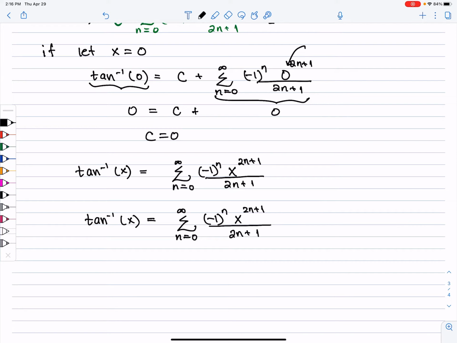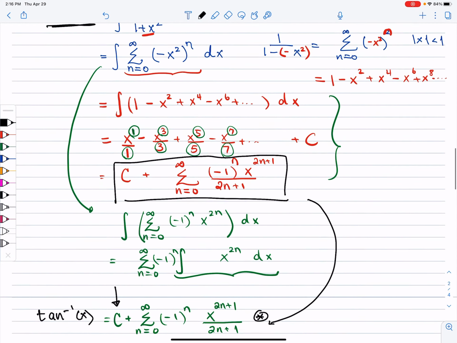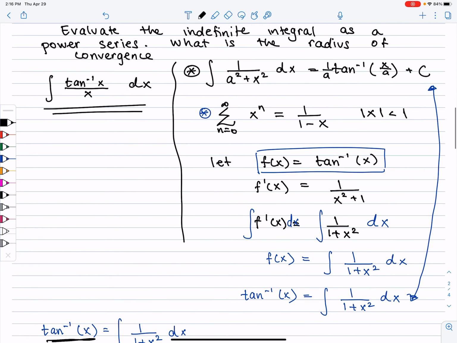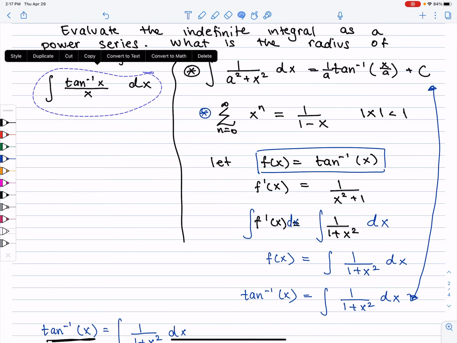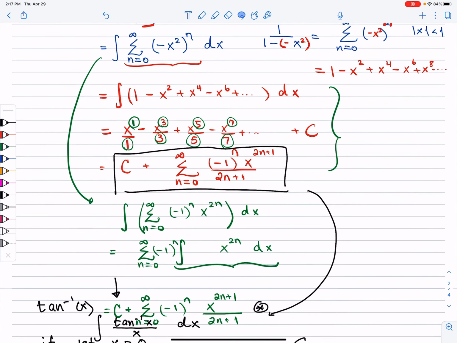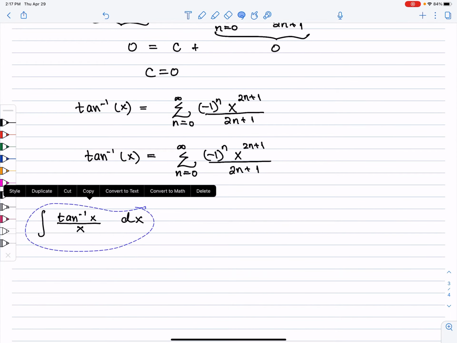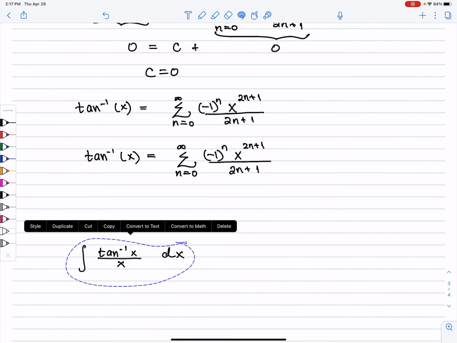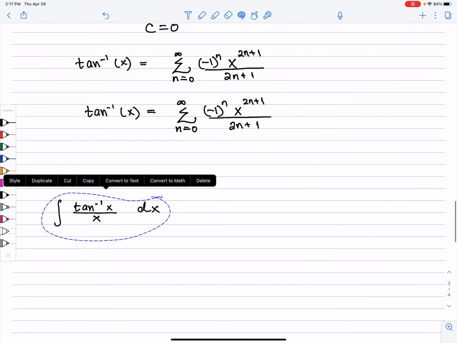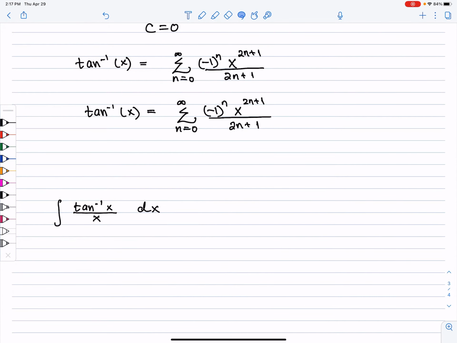Now, why are we doing this? Well, we're doing this because the original problem asked us to find the integral of tangent inverse of x over x dx. Let me bring this down here. So the problem that we started with was tangent inverse of x over x. Well, we have tangent inverse. Tangent inverse is that series.